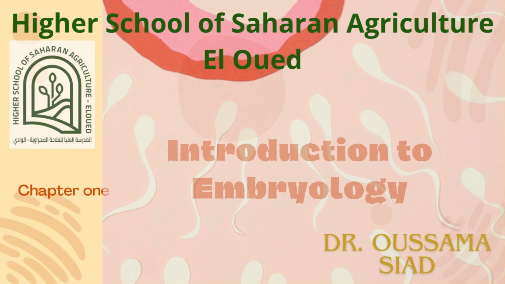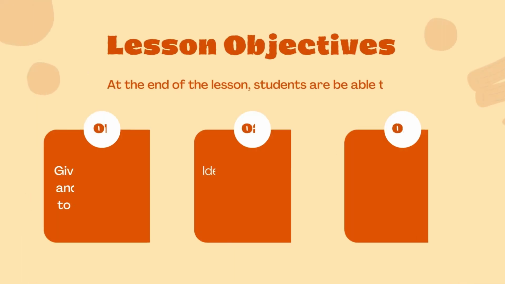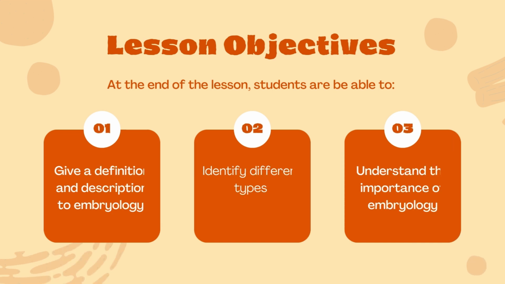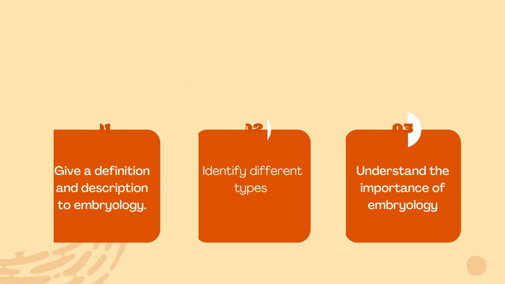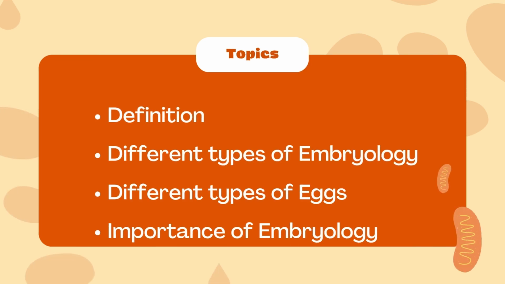Dear student, today we will explore together the first chapter in our course Embryology. It's the introduction to embryology. By the end of this chapter, you should be able to define embryology and explain its significance in various fields. Identify different types of embryology, descriptive, comparative, and experimental, and understand, then articulate the importance of embryology in medicine, evolutionary biology, and environmental science. So we will see together the definition, the different types of embryology, different types of eggs, and the importance of embryology.